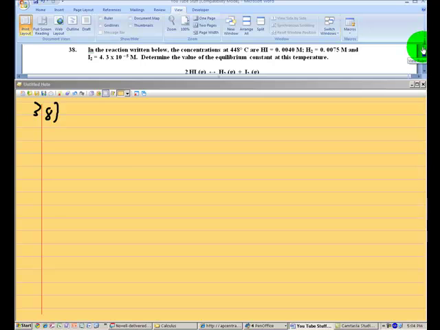In the reaction written below, the concentrations at 440 degrees Celsius are HI equals 0.004 molar, hydrogen gas is 0.0075 molar, and iodine is equal to 4.3 times 10 to the minus fifth molar. The question asks us, determine the value of the equilibrium constant at this temperature. Now the equilibrium constant, what they're asking us for is the KEQ for this reaction.